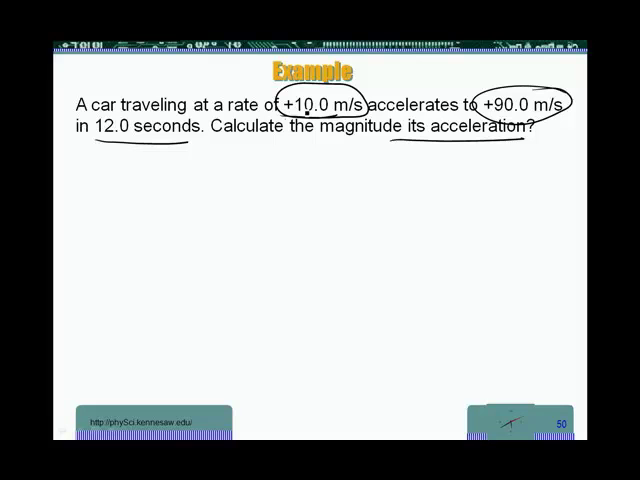Now, if we try to use symbols for these quantities, this is the first velocity, this is the second velocity. So the first one would be my initial velocity, and in that case, that would be plus 10 meters per second. My final velocity is the plus 90 meters per second. Now, my 12 seconds is time.